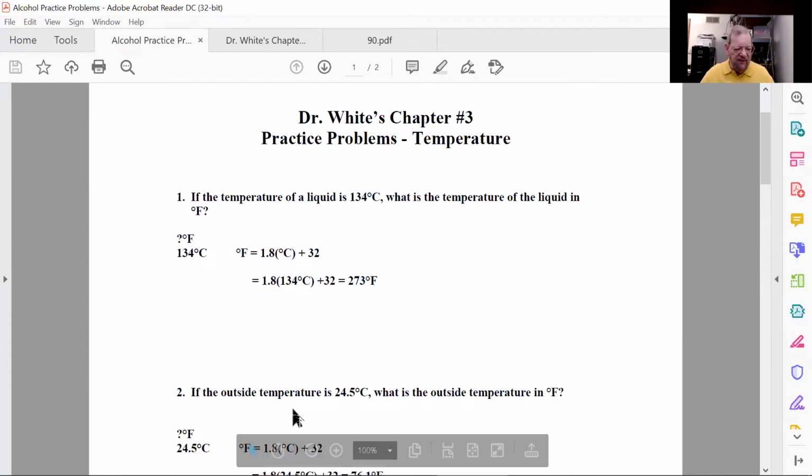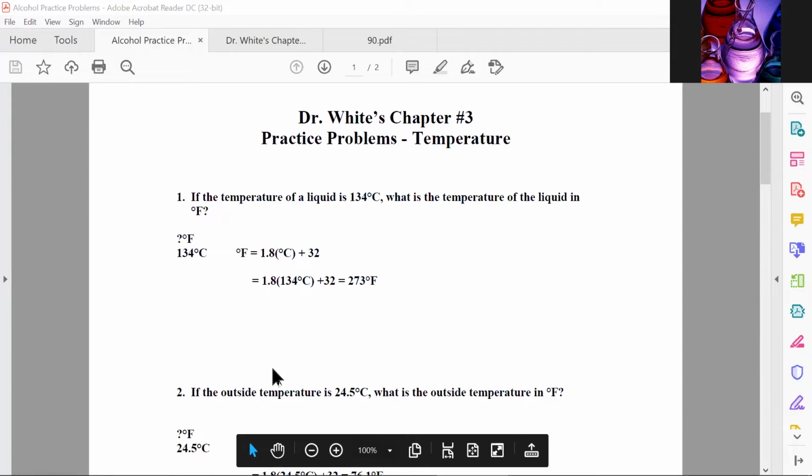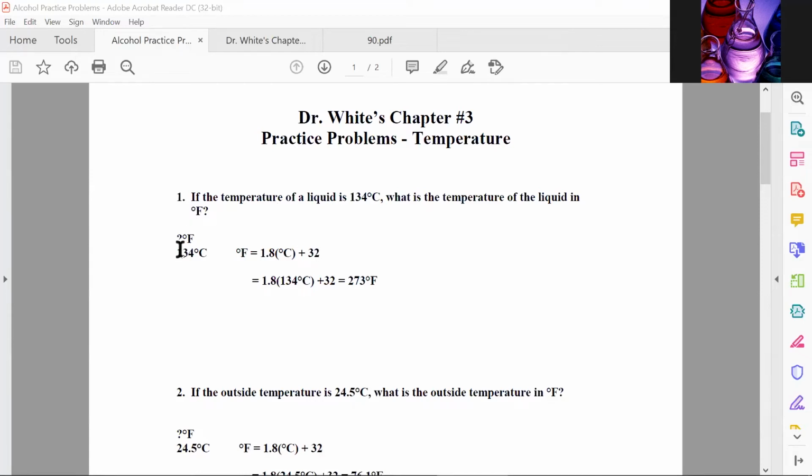If we look at number one, we'll see: if the temperature of a liquid is 134 degrees C, what's the temperature in degrees Fahrenheit? I put a question mark that tells me what I'm trying to find, and that's degrees F. Then underneath, what am I given? Only this number. Once I have this, I don't have to look up here again. So now I know I use this formula: degrees F is 1.8 times degrees C plus 32. I put that in there. And this is three significant figures. My answer is three significant figures.